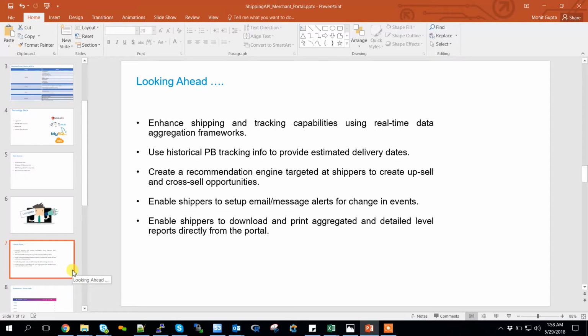We can bring real-time information for the shipment and for the tracking, and we can integrate this portal with the historical PB tracking information to provide the estimated delivery date to the customers. We can create a recommendation engine targeted at shippers to create upsell and cross-sell opportunities. And we can also enable the shippers to set up email message alerts for changes in different events. And we can extend this dashboard for shippers to download and print aggregated and detailed level reports directly from this particular portal.